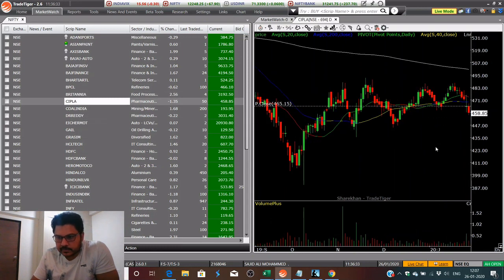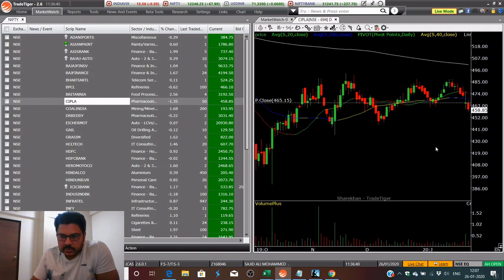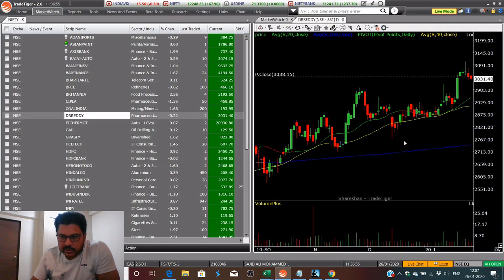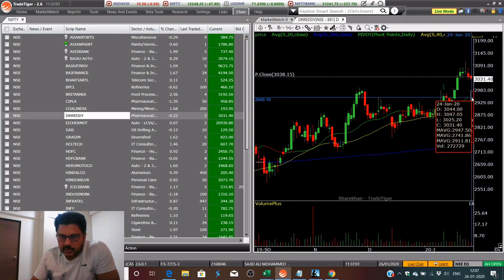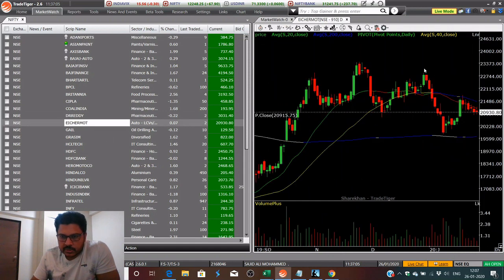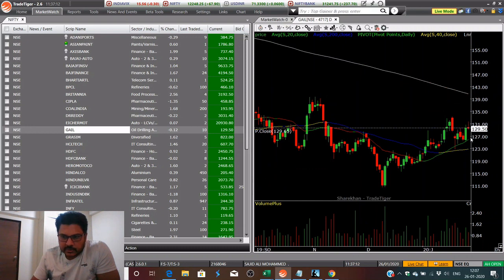Cipla is weak. This candle was a doji bar and the volume was high, and then a red candle. It can come till this zone. It can stay here for some days. Coal India sideways. Dr. Reddy's again uptrend, but it can retrace up to here, 2949, so wait for the retracement. Eicher Motors sideways, but it can come up to the 200 period moving average. GAIL sideways, no clear trend.